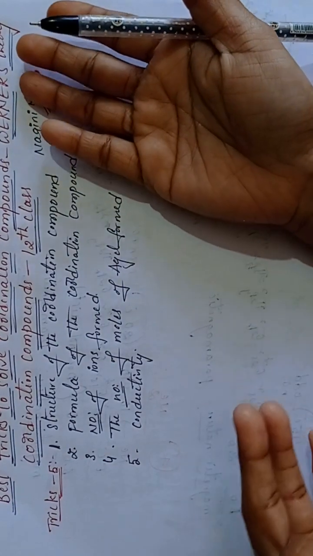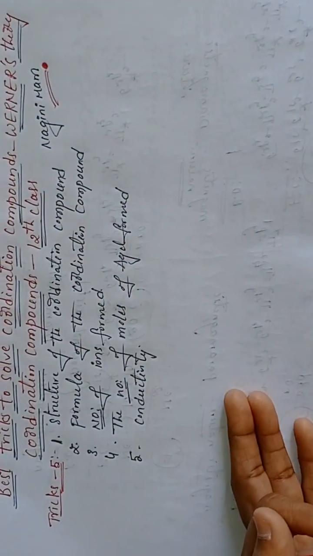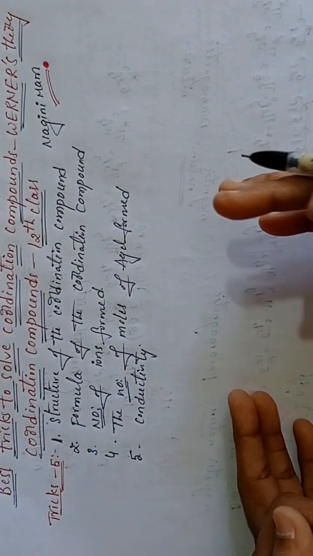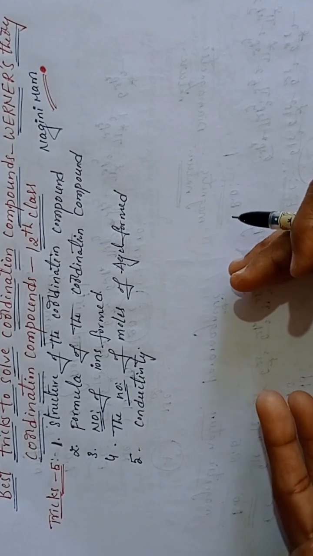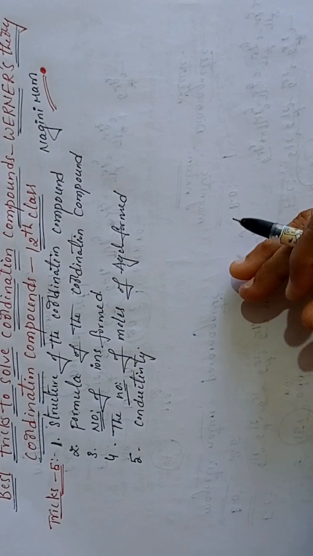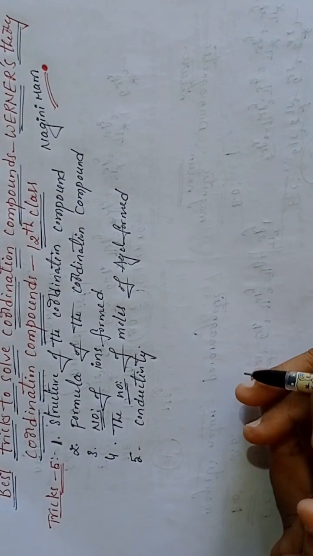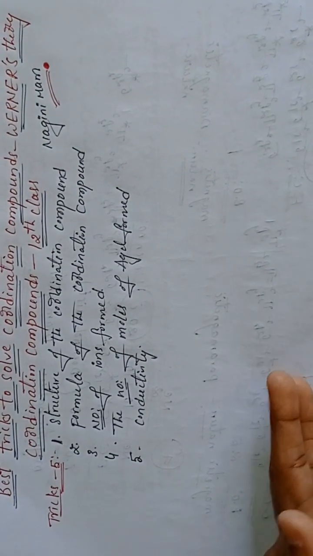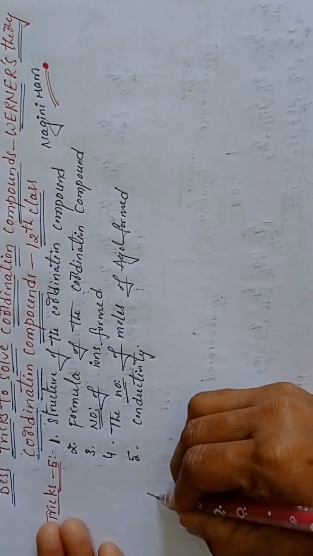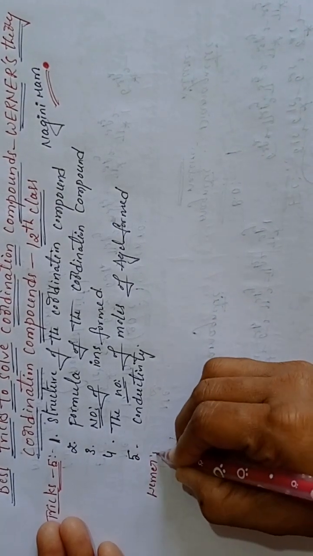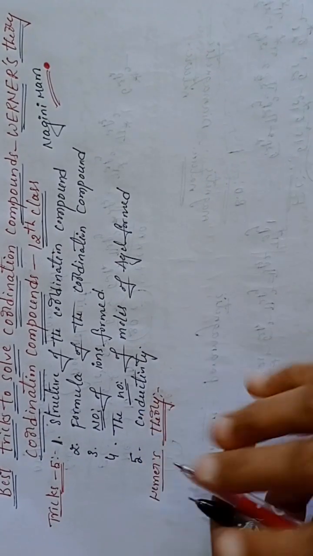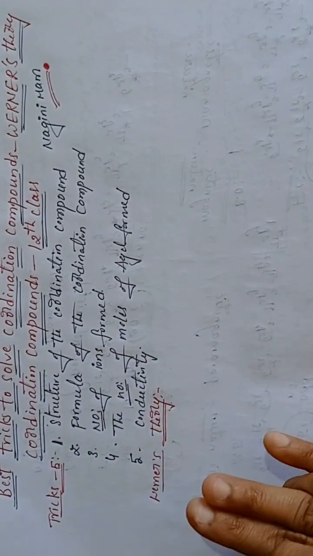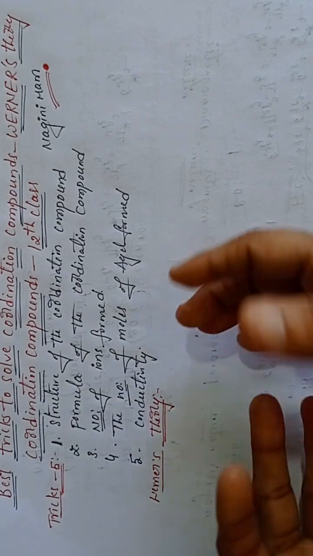So in Werner's theory, we know that Alfred Werner is the scientist. Okay, now he gave the structures of the coordination compound and he formulated the coordination compound, students. Now I'm discussing Werner's theory, students. So what he said, students, the central metal atom has two types of valencies.